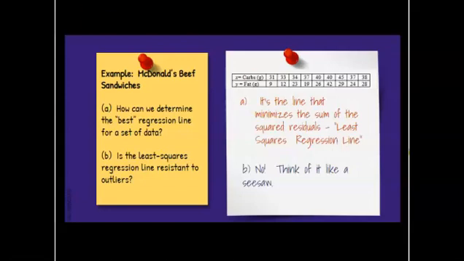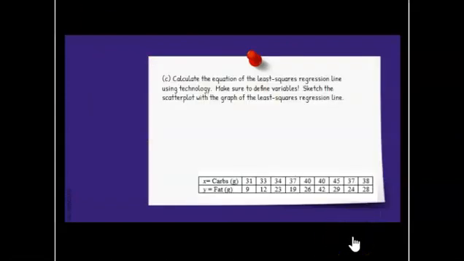Part C. Calculate the equation of the least square regression line using technology. Make sure to define the variables and sketch the scatter plot with the graph of the least square regression line. So I can make my scatter plot here. Carbs is my explanatory variable. Fat grams is my response variable. I'm going to make my scatter plot. Here it is. I've graphed it.